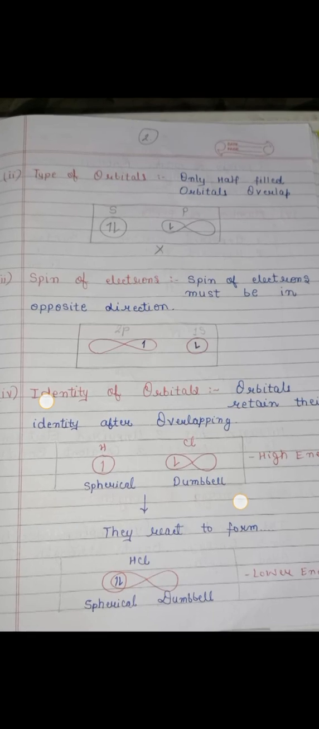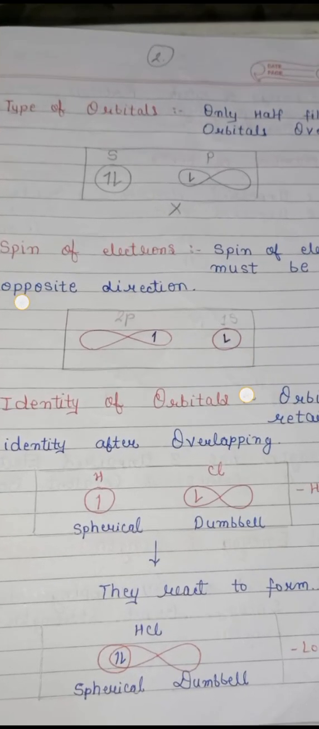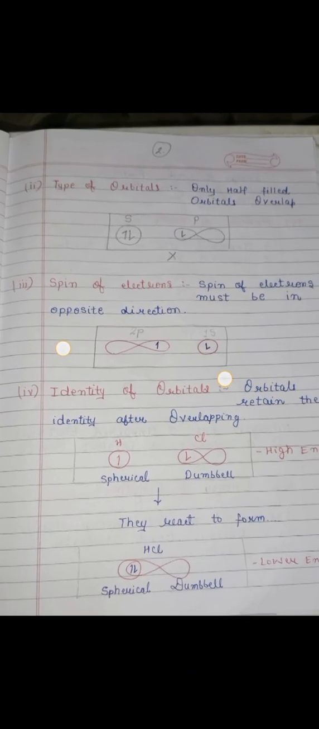Next is the types of orbital. Only half-filled orbitals overlap. Here you can see this is an example of a full-filled orbital. 1s is full-filled and 2p is half-filled. So these types of orbitals cannot take part in overlapping. In overlapping, we need half-filled orbitals.